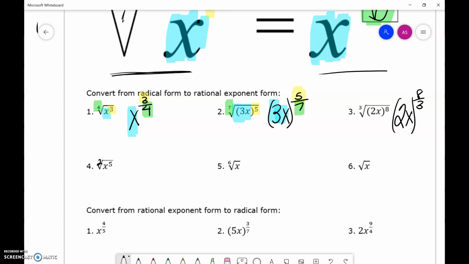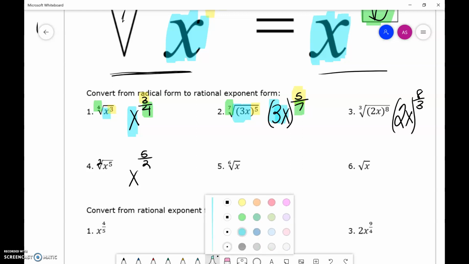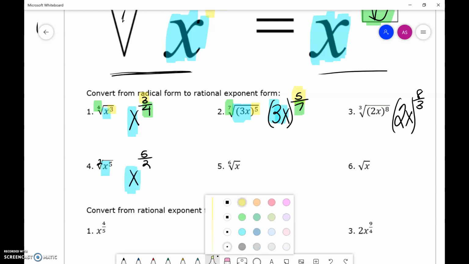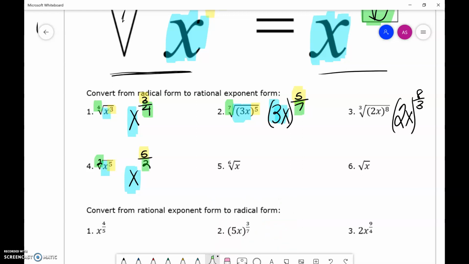So all this means is that I'm still going to have that x as my base. 5 will be my numerator, 2 will be my denominator. So the square root of x to the 5th converted will be x to the 5/2 power. Okay, so again, let me color this one so you can make sure that you have it. So that stays there. My 5 is my numerator, and 2 is my denominator.